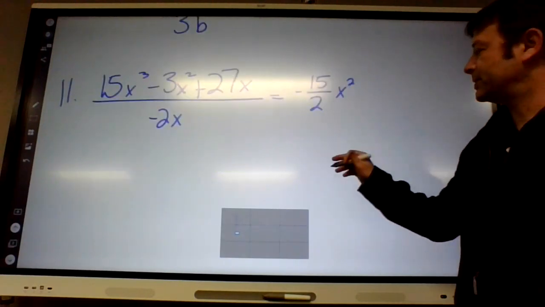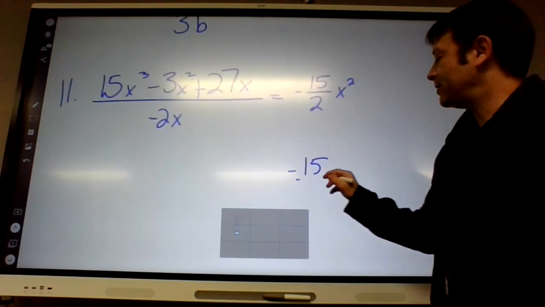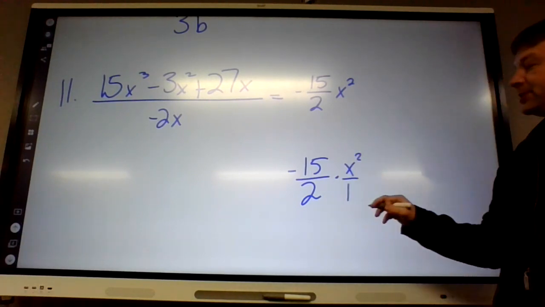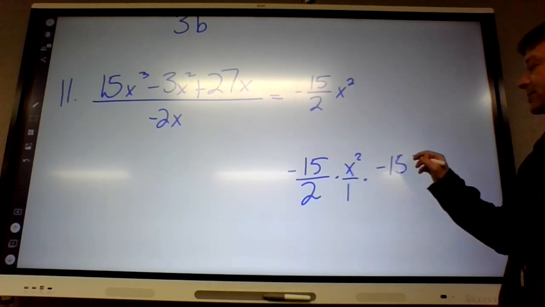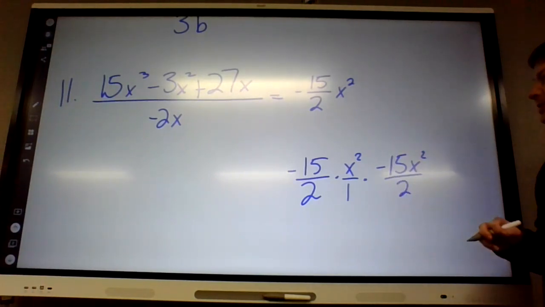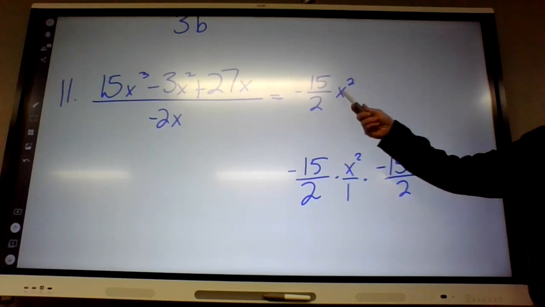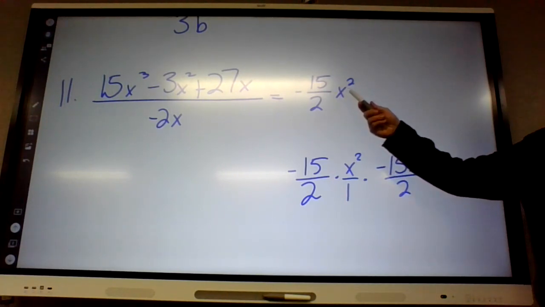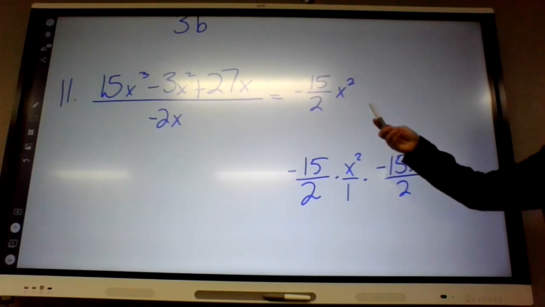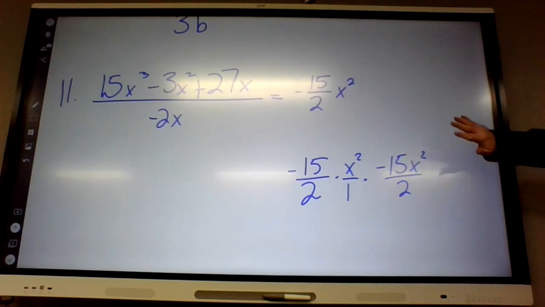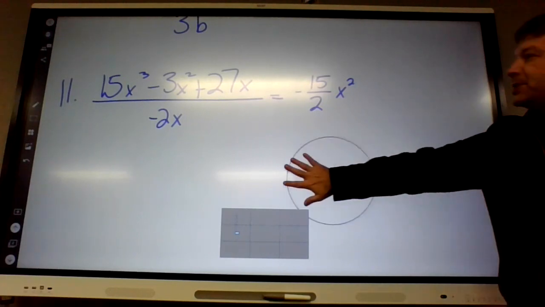I should probably talk about this for a second. Negative 15 over 2 times x squared, that would be like times x squared over 1. That's the same thing as x squared being on the top. But I'm just gonna put it floating in the middle. These two are the same thing. Are we gonna need to have that? Yeah, I pointed it out for a reason. Sometimes we do put it on the top, but you can just leave it out there, it's fine.